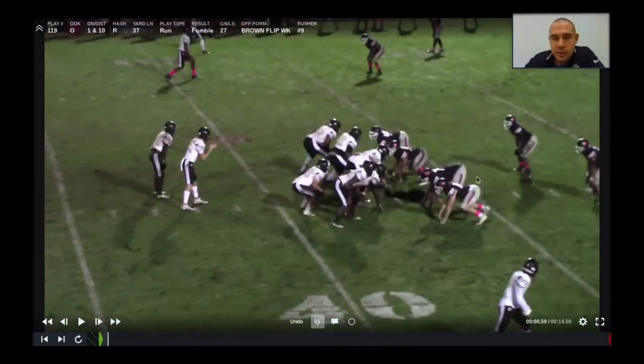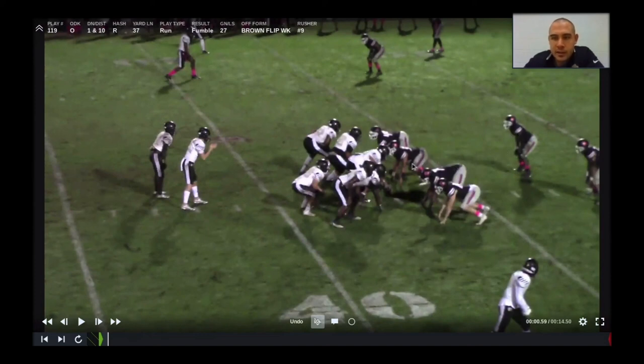We're going to go inside zone to the left here. All right, so they're in two twos and two 20s. So we're going to go 0-1-2. Then we're going to go -1, -2, -3. So our center is going to be responsible for the 0, which is this linebacker here.